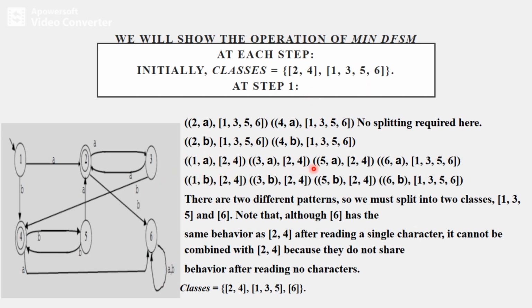Now let's check how 1, 3, 5, 6 behave. 1, 3, 5 behave the same on a except 6, and on b also they behave the same except 6. So on both input characters, 6 behaves differently, so we can split here. We split 1, 3, 5, 6 as 1, 3, 5 and 6. So we got new classes. What are the classes now? 2, 4; 1, 3, 5; and 6. We have to consider these classes for the next step.